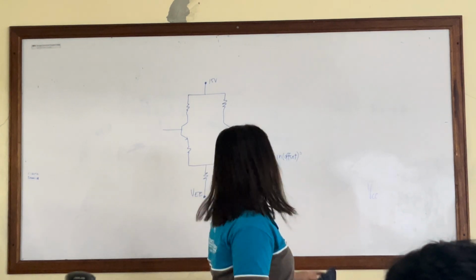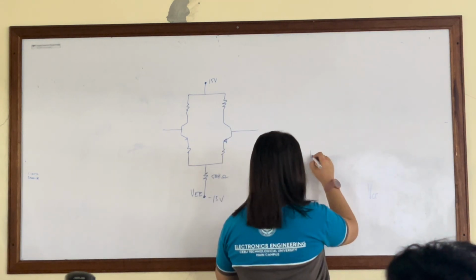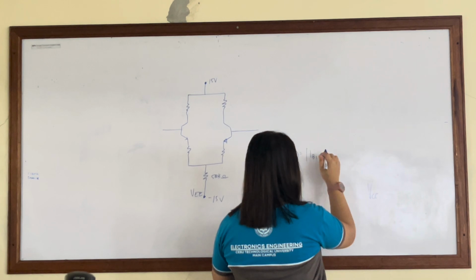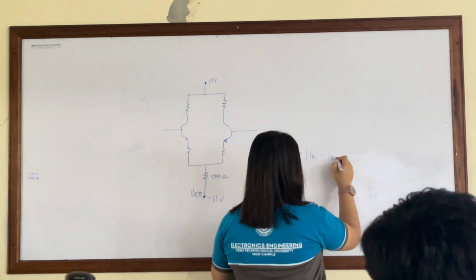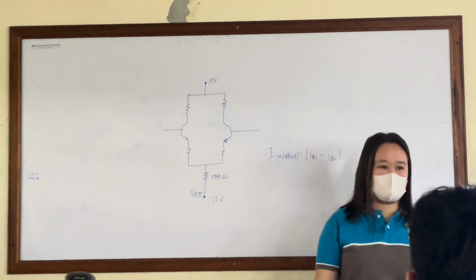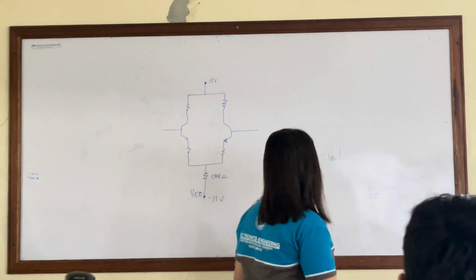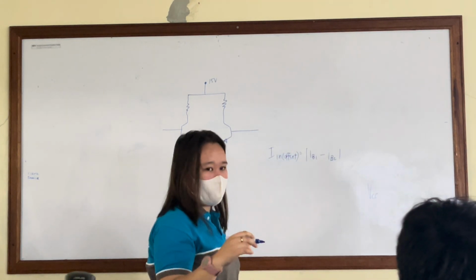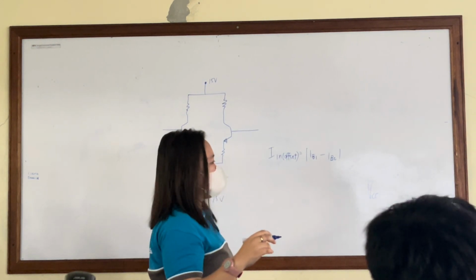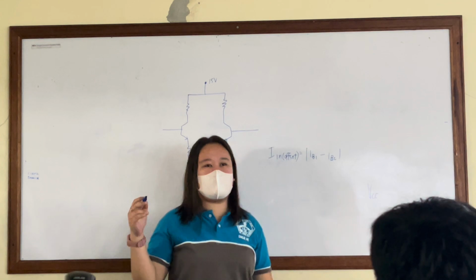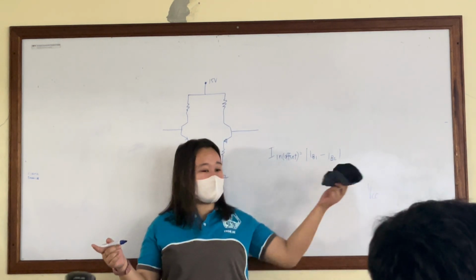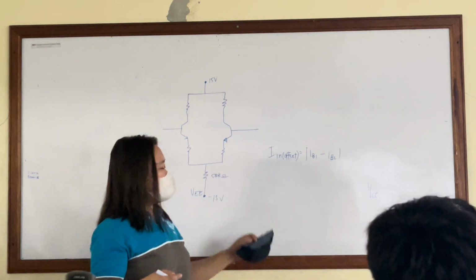So we need to have this IB1, IB2, assuming IB1 is higher than our IB2. So how do we solve IB1? IB1 is equal to input bias plus input offset over 2. Now, do we have input offset? None, it seems.